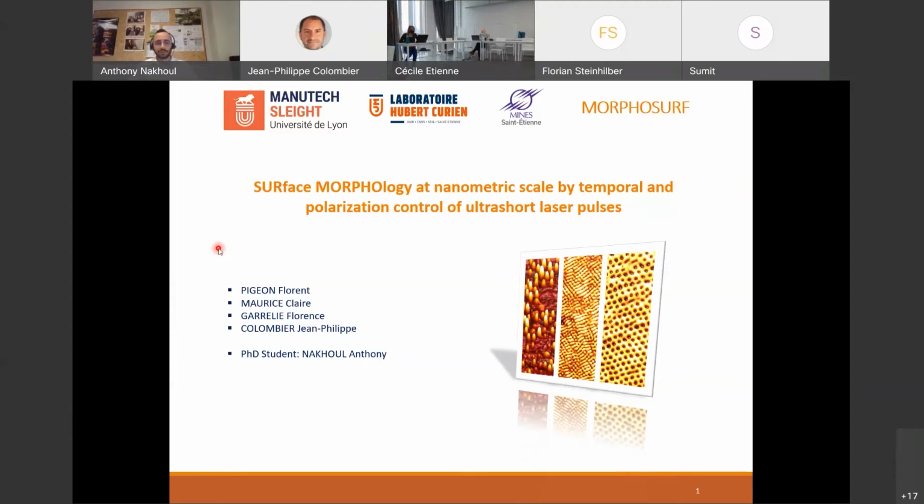During my thesis, we are using a femtosecond laser. We are irradiating nickel monocrystals at the beginning now, and we are observing different types of nanostructures below 100 nanometer height.